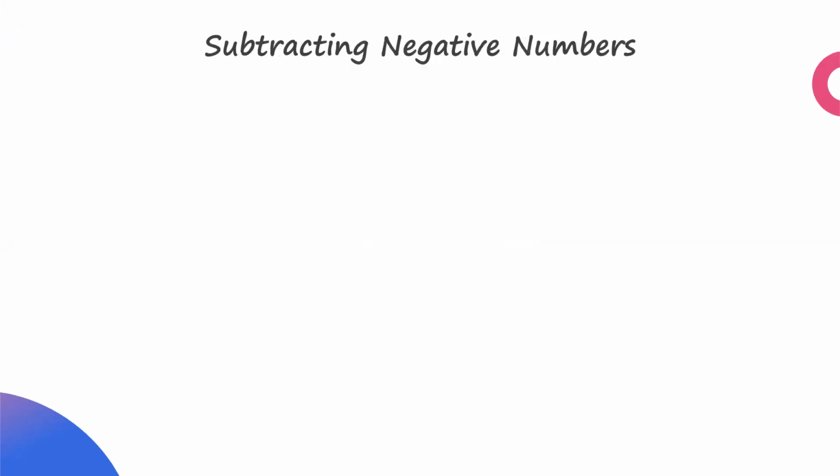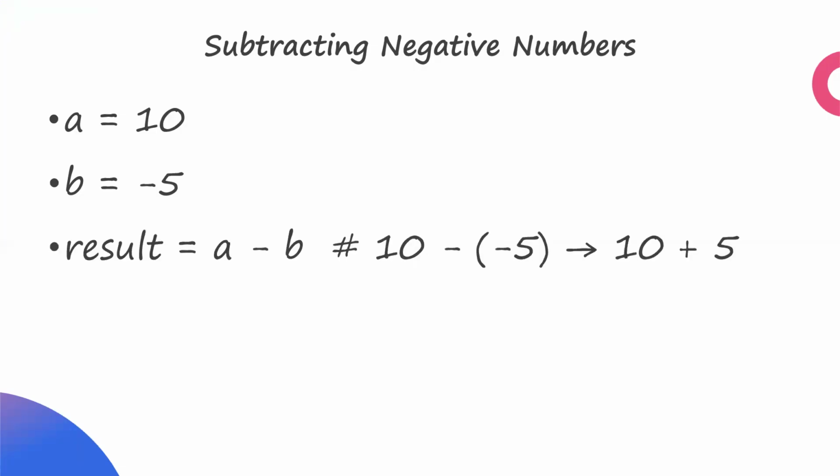So subtracting negative numbers, okay? I have just shown you that you have 10, you have a negative 5, and you have a positive 10. So when you subtract it, 10 minus negative 5, it will give you 15 actually. You know this mathematics now. When you have 10 minus negative 5.